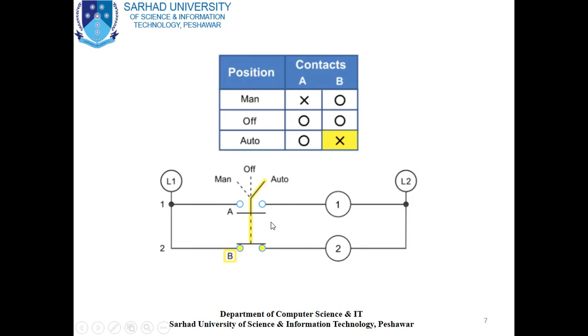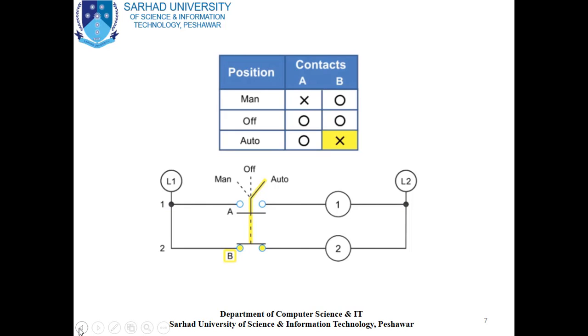So these were the three positions. Number 1, manual position, off position, and automatic position. We can use these three positions in order to switch the load. In the previous slide, you can see the manual position, off position, and automatic position.